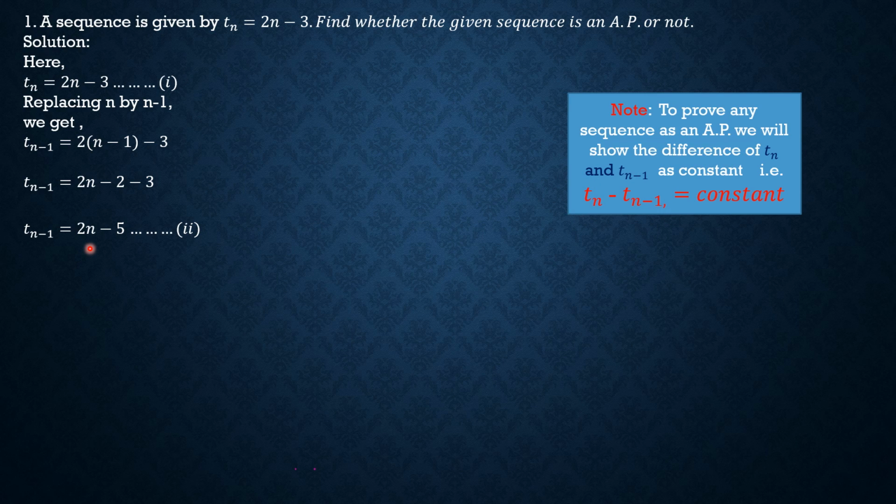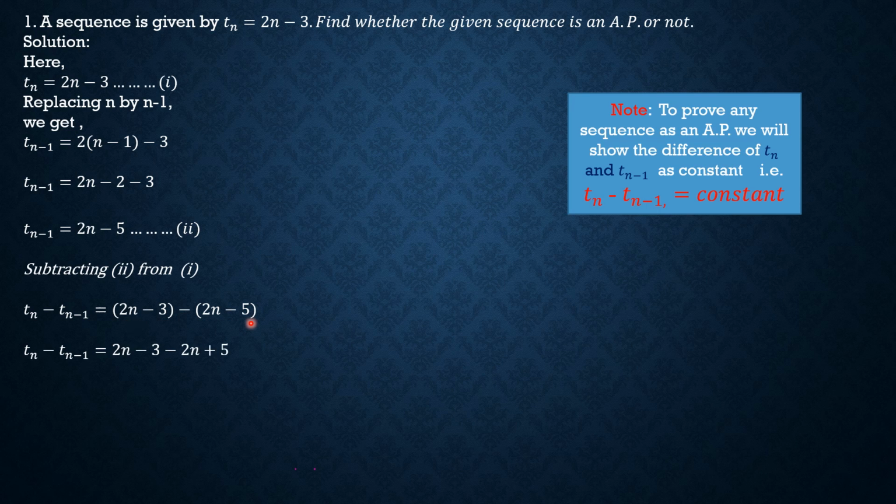So to find the difference, we will subtract 2 from 1. So subtracting 2 from 1, we will get this line. Remember, left hand side must be subtracted from left hand side and right hand side must be subtracted from right hand side. And since we are subtracting, we must keep a bracket over here because minus changes the sign. Then we will open the bracket in right hand side, simplify to ultimately get 2. This 2 is a constant.